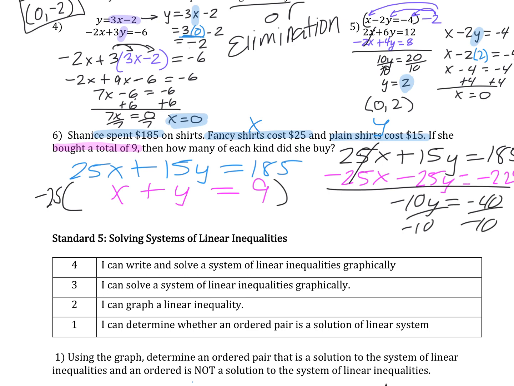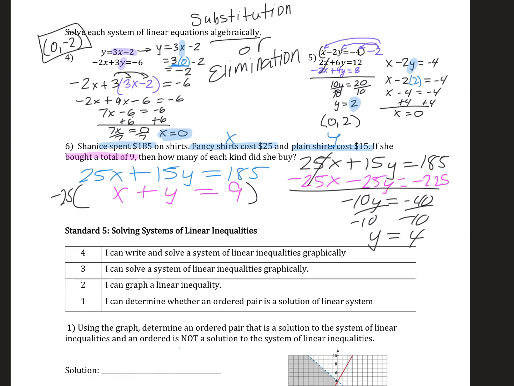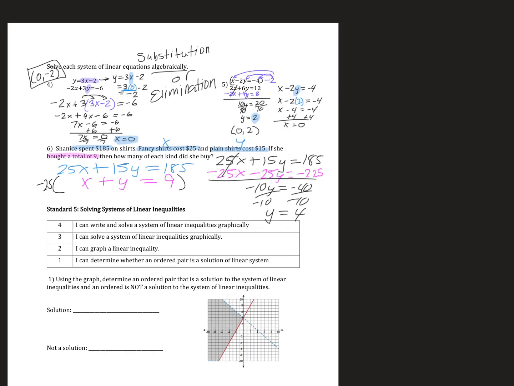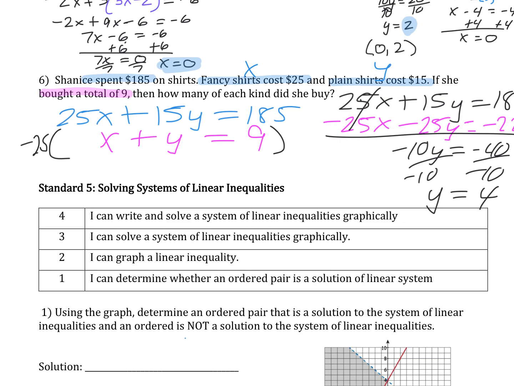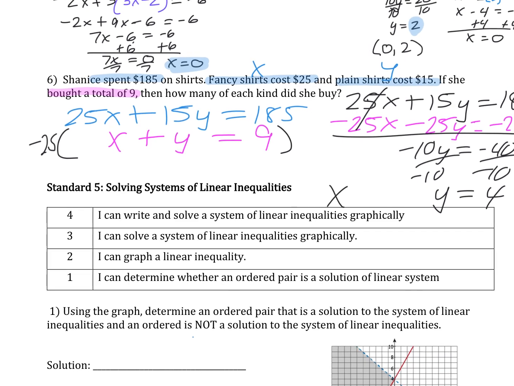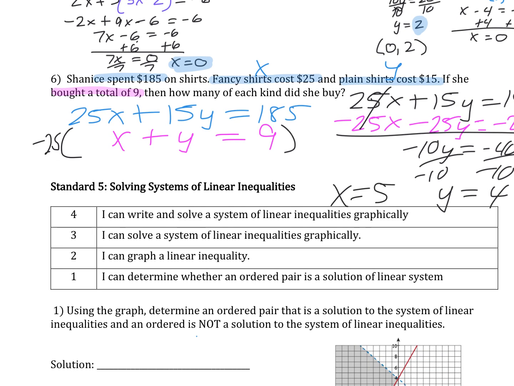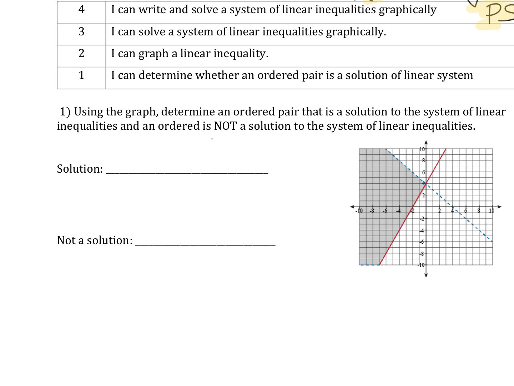Divide both sides by negative 10. Y is equal to 4. So now that I know that y is equal to 4, well, actually, I was getting ready to do too much work, because if they both just add up to 9, then that means that x has to equal 5. So make sure you label it, like fancy shirts and plain shirts, something like that on the real thing, so it's easy for me to see your final answer there. Okay, now for inequalities.